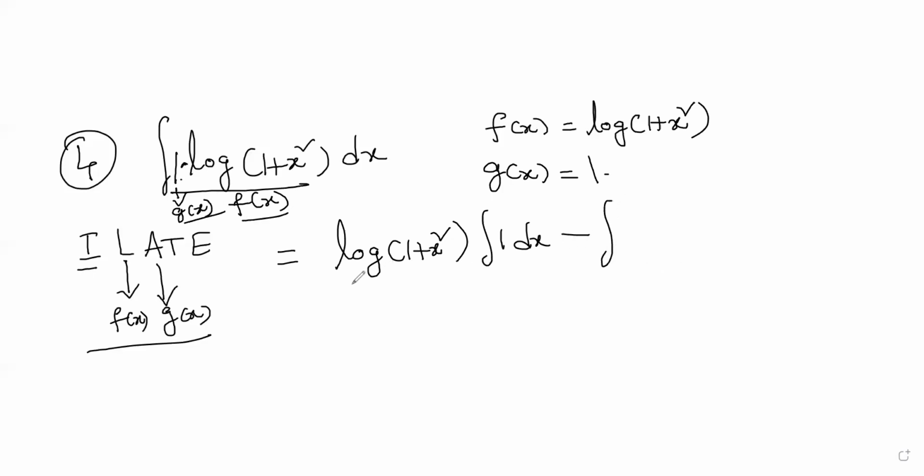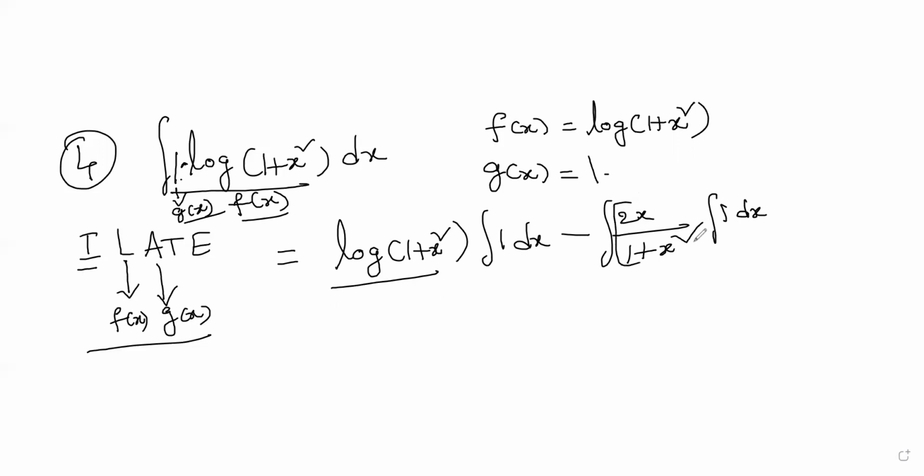Minus integral, what is the derivative of log of 1 plus x square? So I can write, the derivative of log x is 1 by x. So the derivative of log of 1 plus x square is 1 by 1 plus x square multiplied by the derivative of 1 plus x square, that is nothing but 2x by 1 plus x square. I hope you know this. All of you are aware of how to do the derivative, and then integral 1 dx once again, 1 dx.